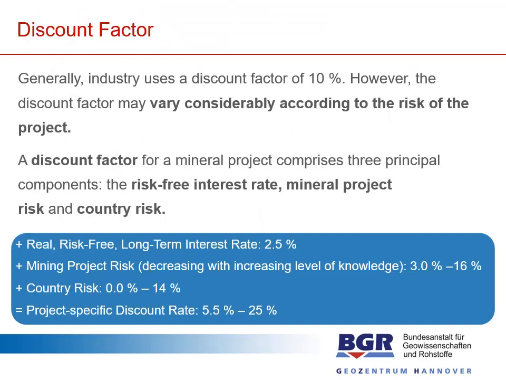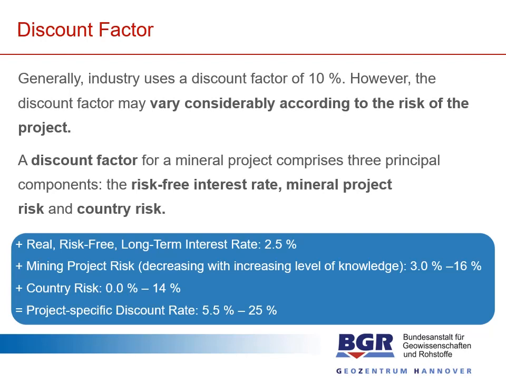The applied discount factor plays a major role for the net present value. So generally, the industry uses a discount factor of around 10%. However, the discount factor may vary considerably according to the risk of the project. And a discount factor for a mineral project comprises three principal components. First is the risk-free interest rate, which is around 2.5%. Then you have the mineral project risk, which can vary between 3.0 and 16%. And additionally, you have the country risk. You have low risk jurisdictions with 5.5%, and you have very high risk jurisdictions with 25%.